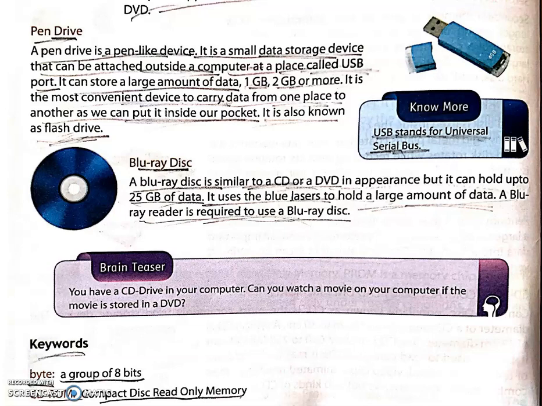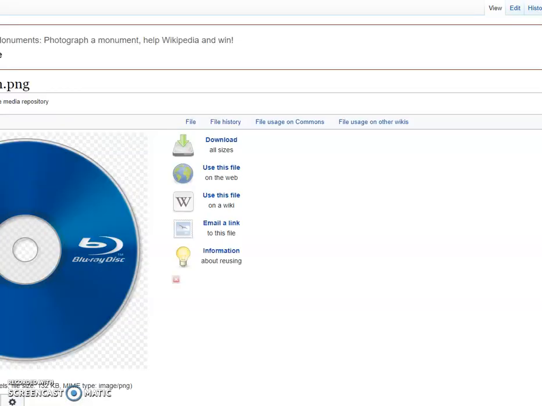A Blu-ray reader is required to use a Blu-ray disc. So basically you cannot play a Blu-ray disc in any computer. You need a special Blu-ray reader or a special Blu-ray device. For example, a PlayStation 3 or PlayStation 4 has a Blu-ray reader built inside. So it is slightly blue in color. That is why we call it Blu-ray.